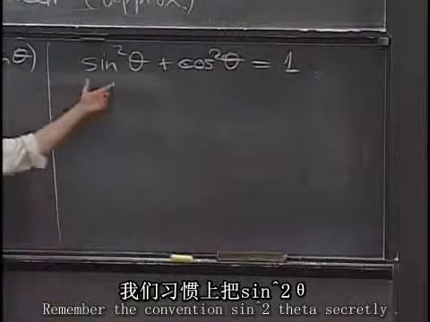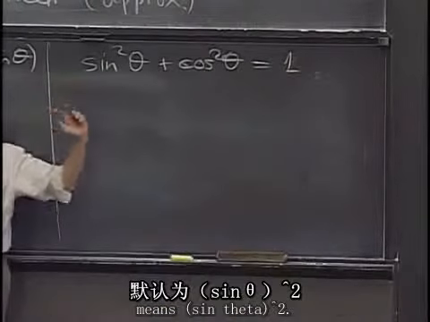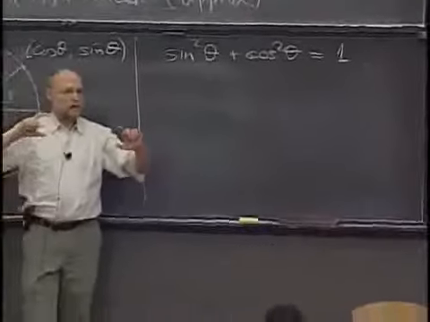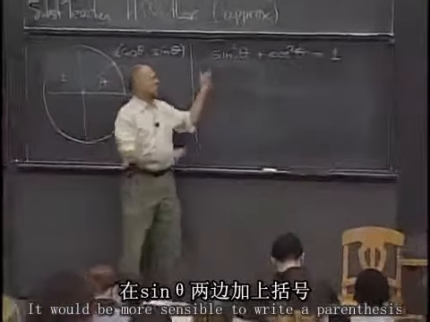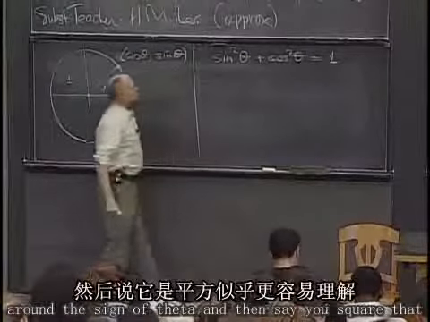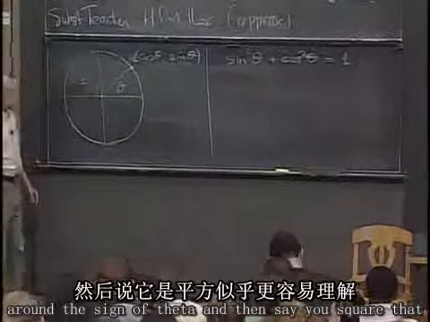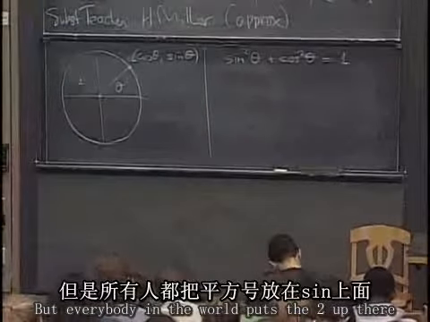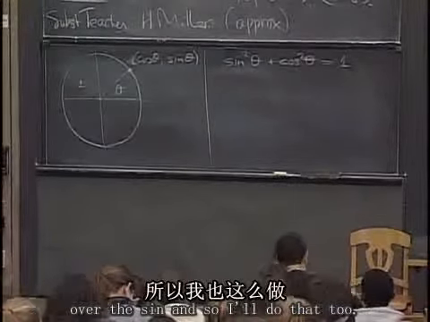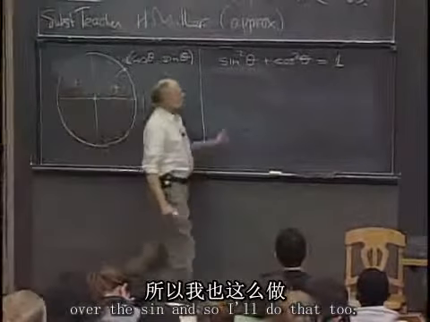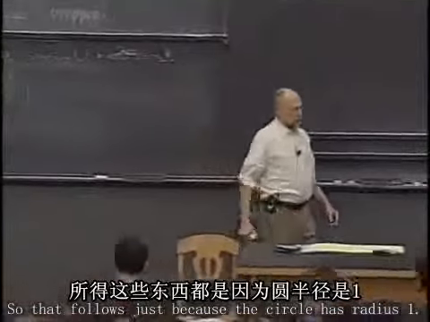Remember the convention, sine squared of theta secretly means sine of theta quantity squared. It would be more sensible to write a parenthesis around the sine of theta and then say you square that. But everybody in the world puts the 2 up there over the sine, and so I'll do that too. So that follows just because the circle has radius 1.